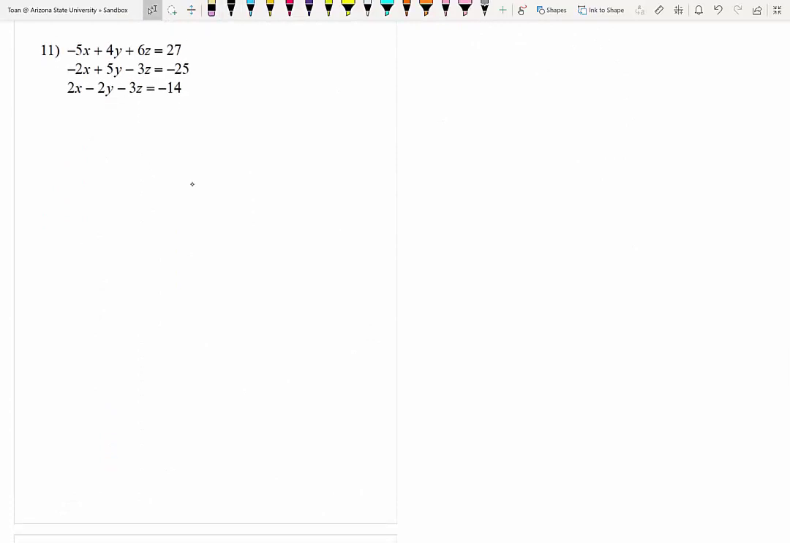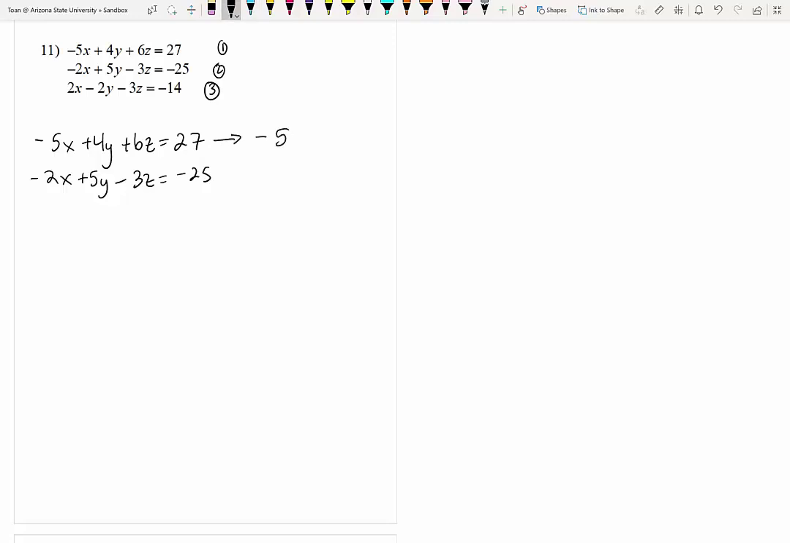Number 11, when it comes to three equations, three variables, I almost always use elimination. So let's call this equation 1, equation 2, equation 3. Step 1 is to pick any two equations and eliminate a variable. It doesn't matter which one. So I'll just pick equation 1 and 2. So we have negative 5x plus 4y plus 6z equals 27. Negative 2x plus 5y minus 3z equals negative 25. And then eliminate any variable that you want. I'll go ahead and eliminate the z's. So there's nothing I need to do to the top equation.